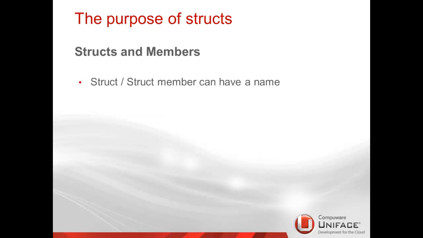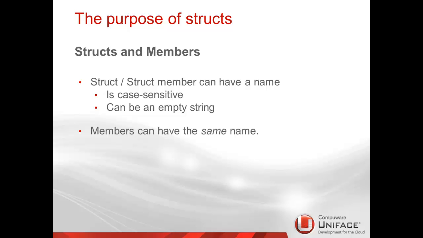A struct or struct member can have a name. If it has a name, the name is case sensitive. And if it's a nested struct, it is known to its parent by its name. The name can consist of an empty string. And different members of a struct can have the same name. Struct members are sequentially ordered. They can be addressed by their index position, making it possible to address a specific member even if it has the same name as another member or no name.